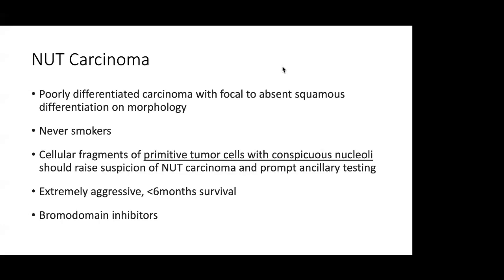So it is important to know about these tumors, not only for prognostic purposes but also predictive, because clinical trials are going on where these patients benefit from bromodomain inhibitors. NUT carcinoma genomically has rearrangement with bromodomain proteins, so inhibitors are going to benefit these patients. That is the importance of identifying them correctly.